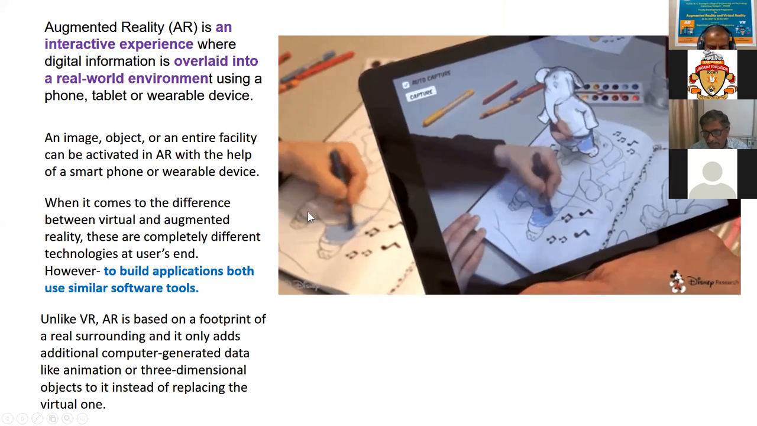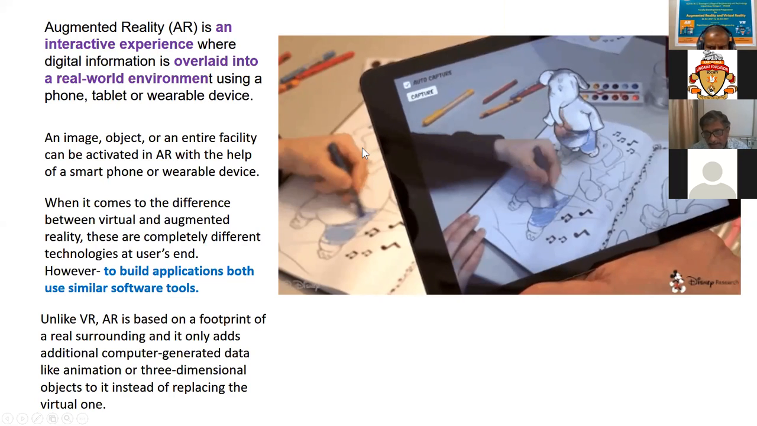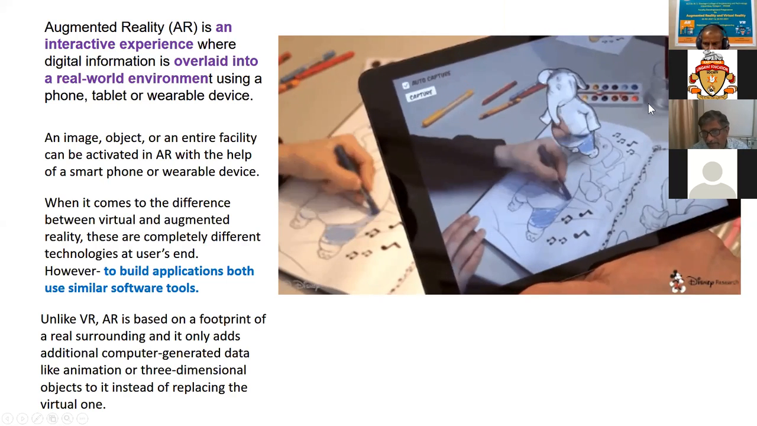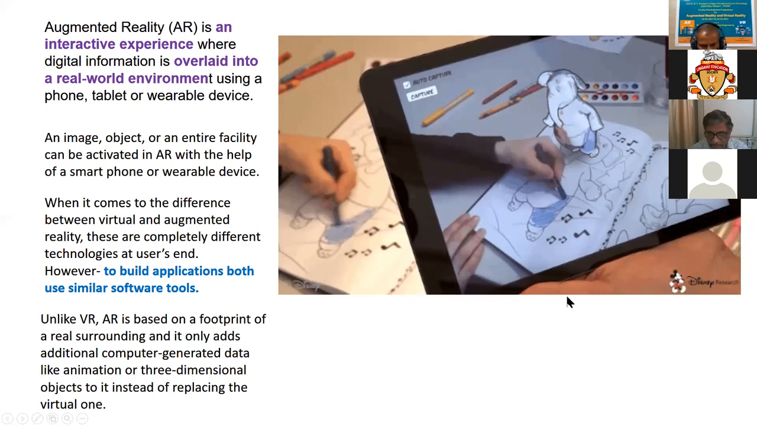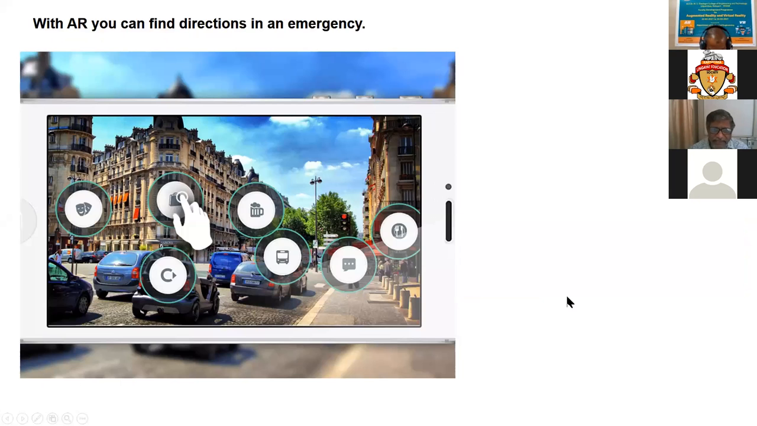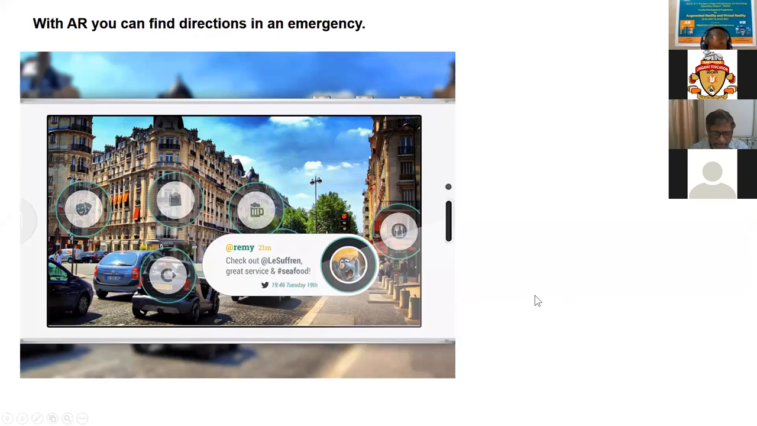So here, the device is there, its camera is actually picking up this thing, and this is the real world on the left-hand side. And this is creating another world on the real world, and this is what is called augmented reality. With AR, you can find directions in an emergency.